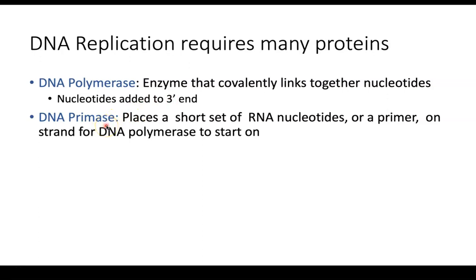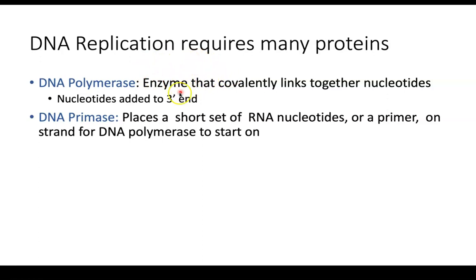There is another enzyme called DNA primase. If anybody has painted before, you might have heard of something called a primer, or if you use makeup, you may have heard of something called a primer. Both of these have a role in putting either a coat of paint down, like white paint if you're painting a wall, or a primer before you add your foundation for makeup. All of these have a role in putting something down first before you add what you want, whether it's paint or foundation. So DNA primase does the same thing. It adds a short set of RNA nucleotides, or a primer, on the strand so that DNA polymerase can start. So DNA polymerase will start to add the nucleotides A, T, G, C, all of those nucleotides.